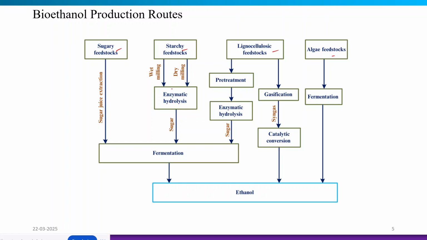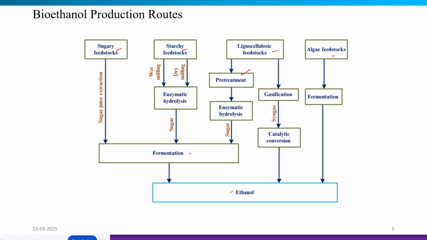And when we are considering the starchy kind of feedstock, we go for either wet milling or dry milling, and then the milled product goes for enzymatic hydrolysis. When it is hydrolyzed it forms simple sugars like C5 and C6, which are then taken for fermentation, and bioethanol is produced.